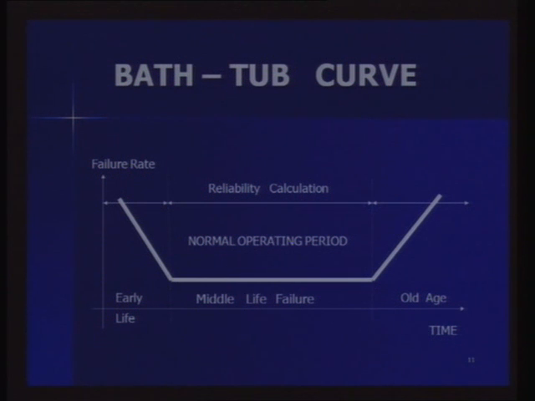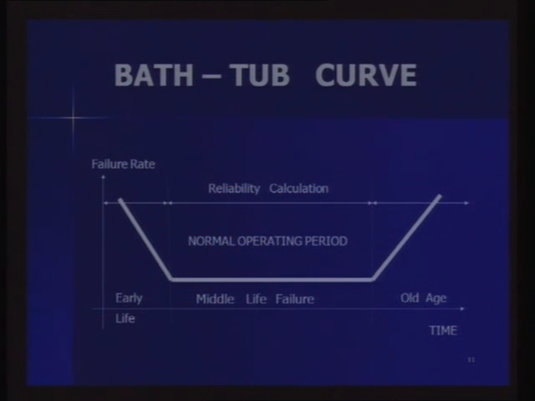There is one important curve, we call it a bathtub curve, because it looks like a bathtub. This curve shows two things over a period of time. The X-axis represents time and the Y-axis represents the failure rate. What is the failure rate of the equipment over a period of time? Actually it has been taken from human life.